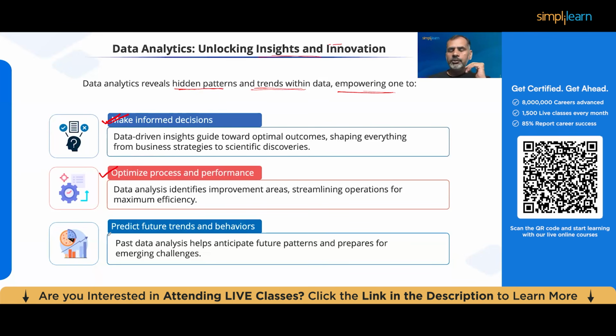And finally, once you identify any patterns, trends, or associations in the data, you can use this information to train a model that can help you to make future predictions. So these are the objectives of the overall process of data analysis. Data analysis helps you to make better, more informed decisions. It can help you to optimize the process and performance of the system. And it can help you to make future predictions in terms of trends and behavior that you can see from the past data.